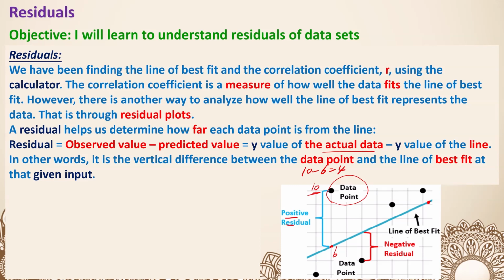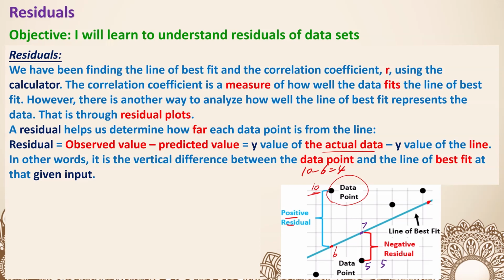Okay, now let's look at the other one. If the point is actually below the line, so this looks like a 5, and this is a 7. Okay, and make sure you're still using the actual data point, subtracting the point on the line.